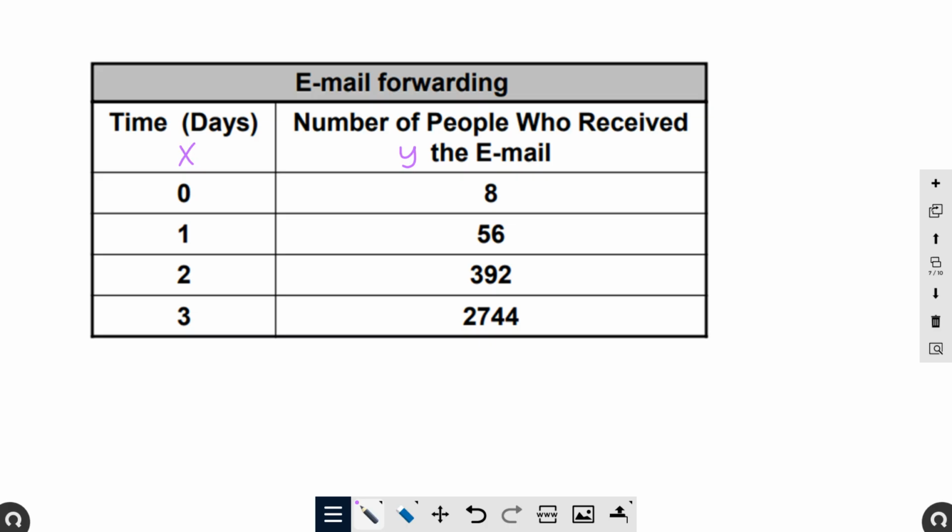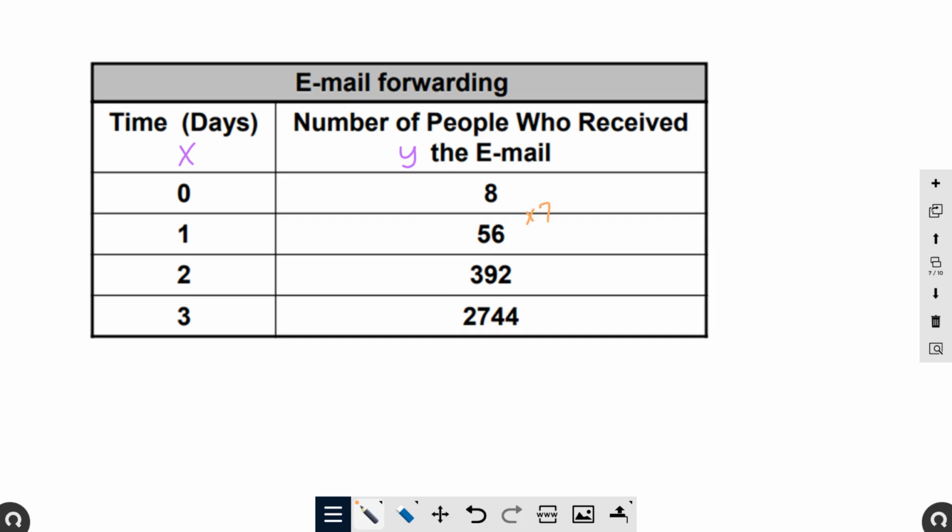With tables, you want to look for the pattern. No matter what the labels say, you want to think about the pattern. What's going on with your Y values? But you also want to just double check and make sure those X values are consistent. So what's happening with our Y values here? You're multiplying by what? By 7. 8 times 7 is 56.